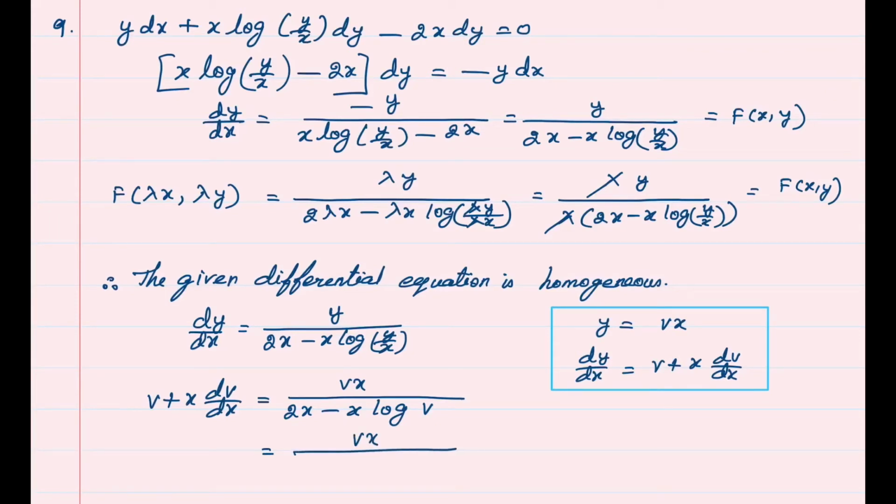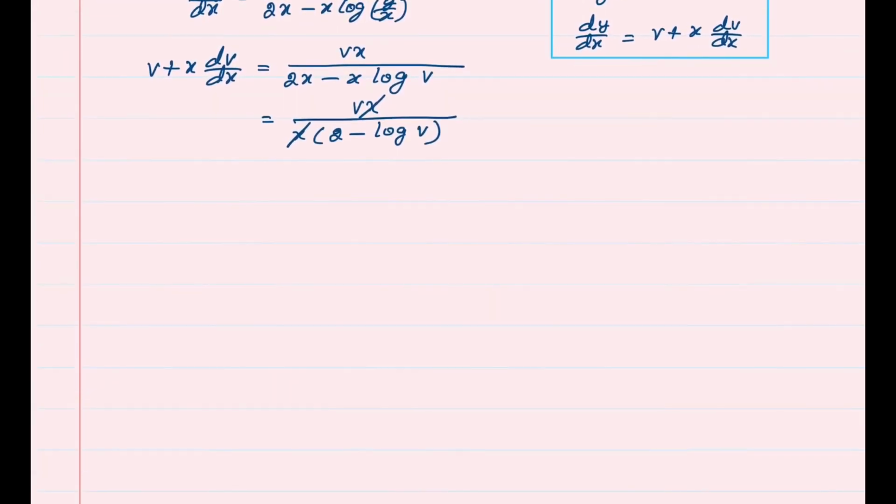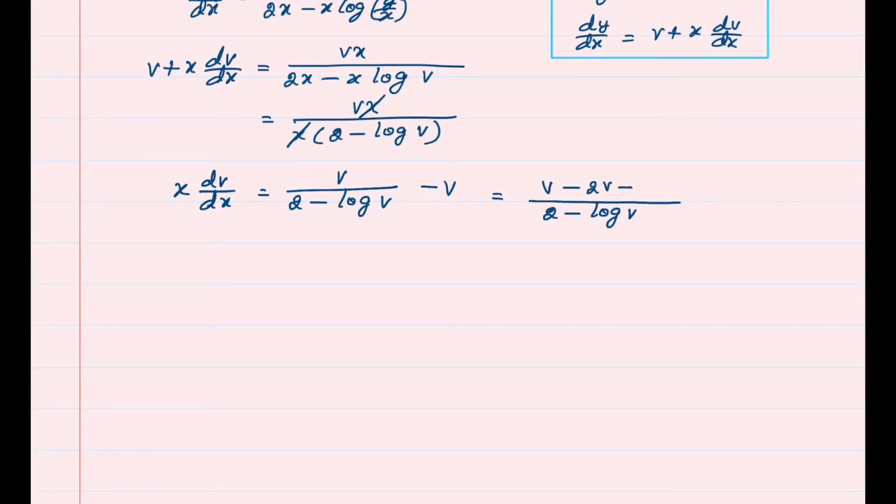X is common in the denominator: 2 minus log v. X gets cancelled. Let us take this v term to the other side. v divided by 2 minus log v minus v. We will take LCM. 2 minus log v, v minus 2v, minus of minus plus v log v.